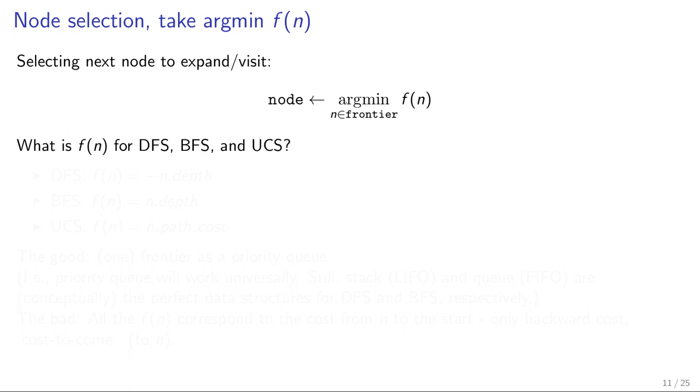Good. Now, how would it be for the UCS, which we just went through a second ago? What would be the node evaluation? You will be taking the minimum of what for expansion?